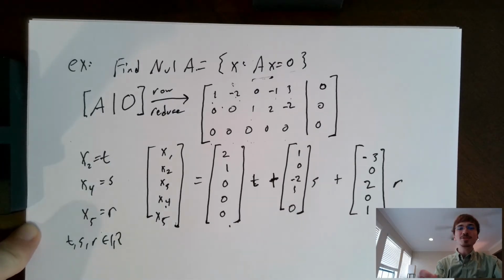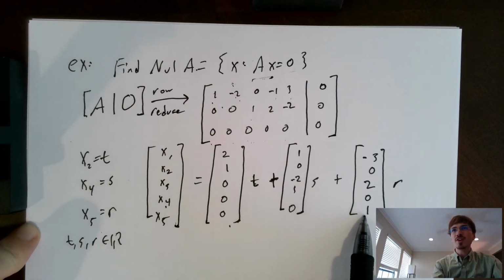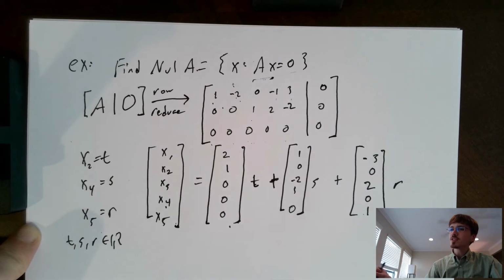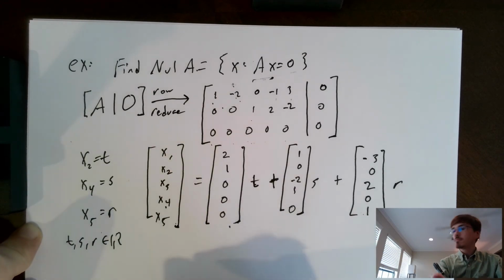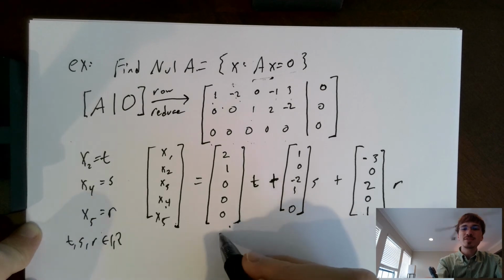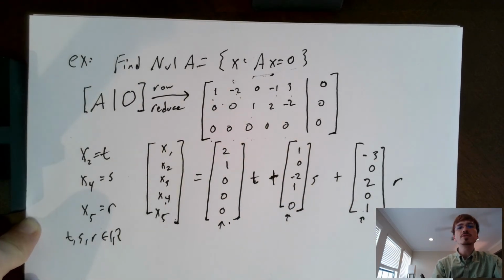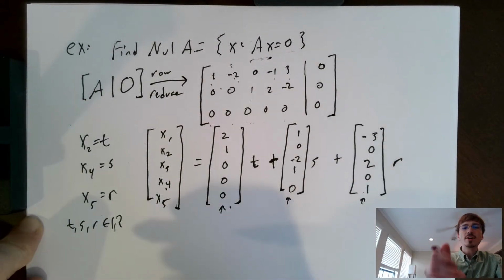I see that my solution vectors are simply linear combinations of these three vectors, right? Linear combinations of these three vectors. And so what can we say, therefore? We can say that these three vectors form a basis for the null space of A. So let's write down our basis.